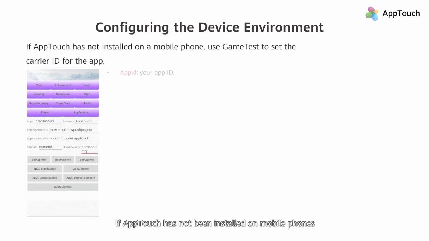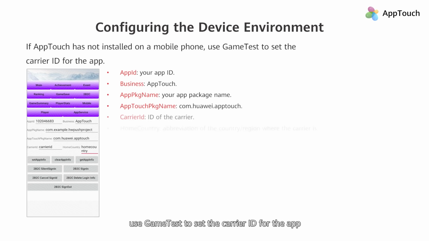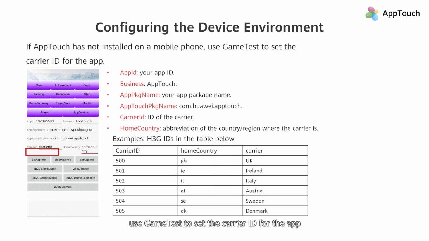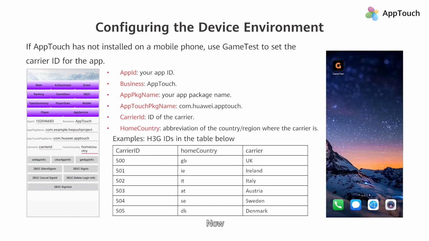If AppTouch has not been installed on mobile phones, use GameTest to set the carrier ID for the app and set app ID, app package name, carrier ID, and home country. Now, let's take a look at how to use GameTest.